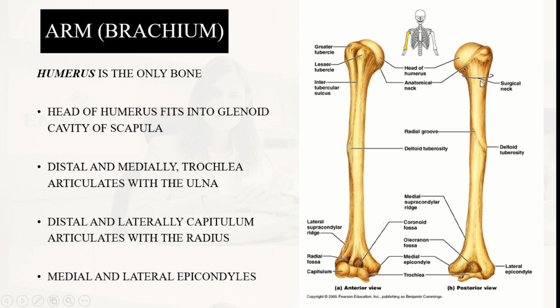So apply the anatomy. If someone has a fracture this side, we call it a surgical neck fracture. Okay, so hope we are together on that one. Then this is the greater tubercle, the lesser tubercle, intertubercular sulcus, then the head of humerus, the anatomical neck this side. So they have the surgical neck and the anatomical neck.